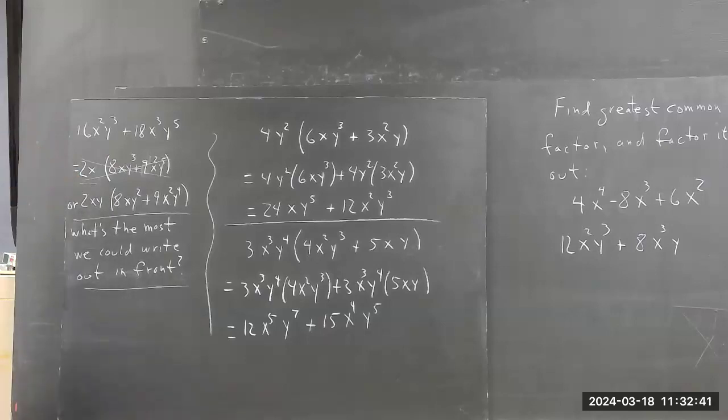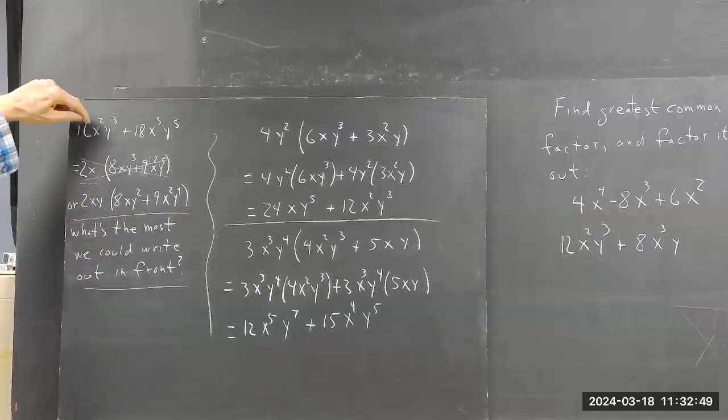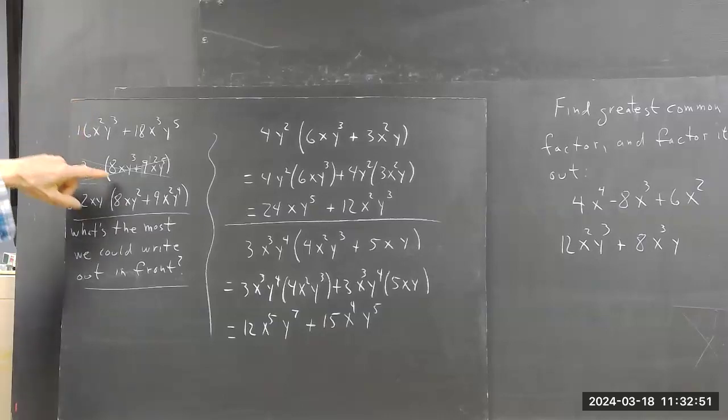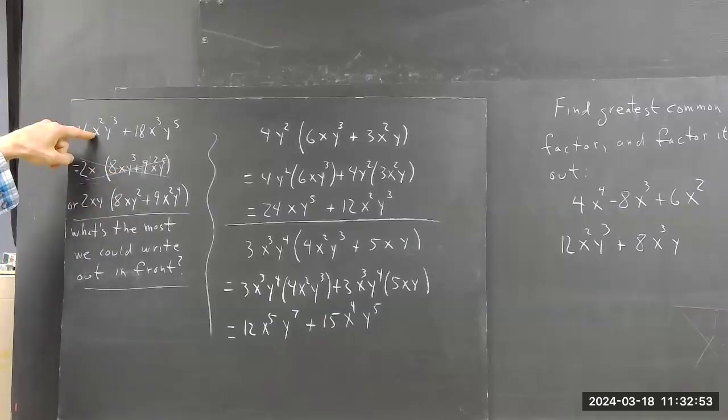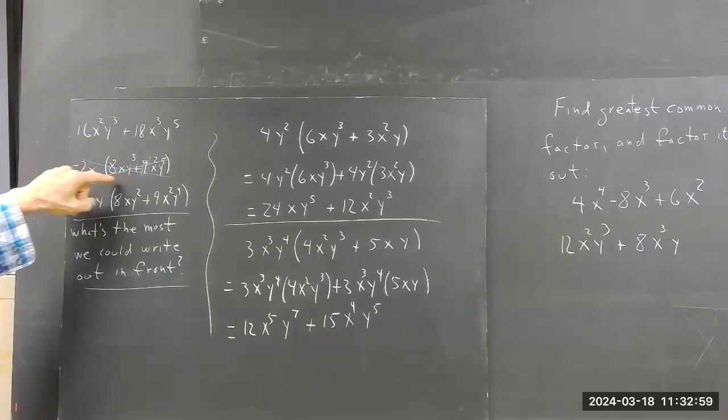So we can pull out 2x, okay? And then we would need an x here to give us the x squared. So 2 times 8 would give us our 16. X times x would give us x squared. And then we'd have our y cubed, and that would work.